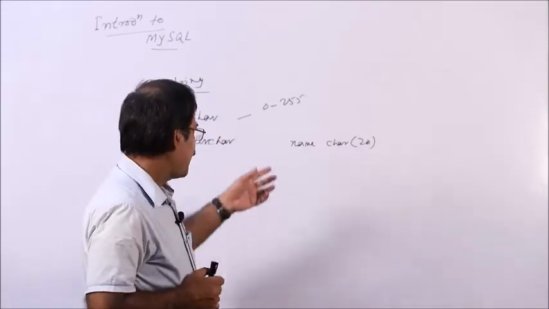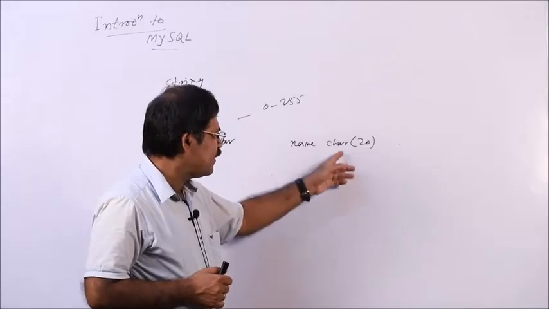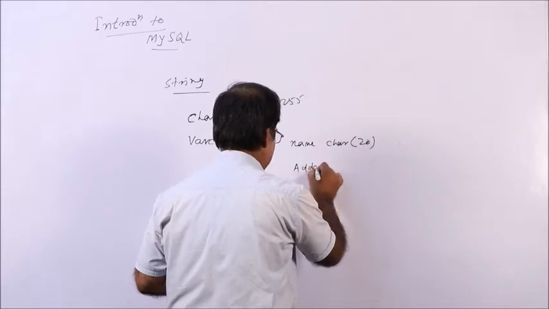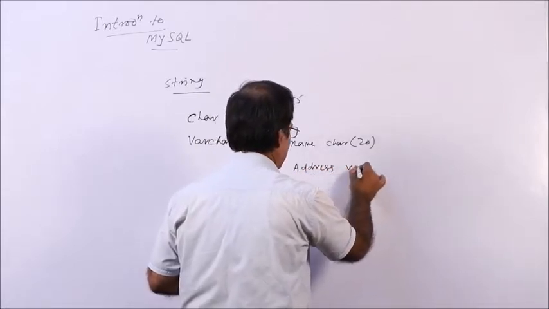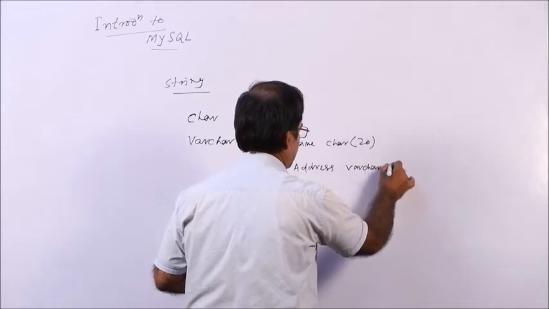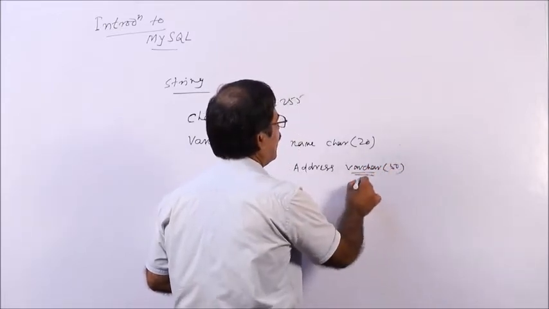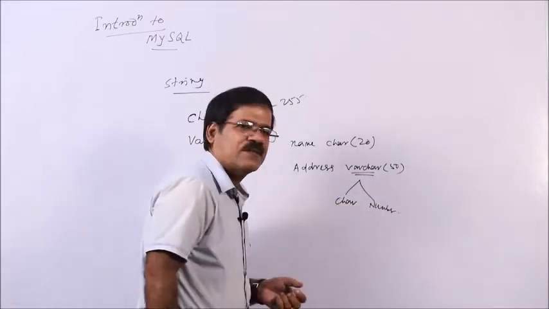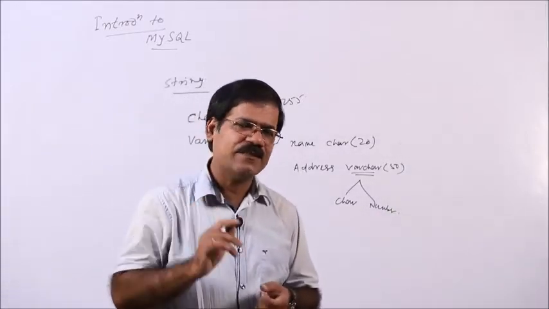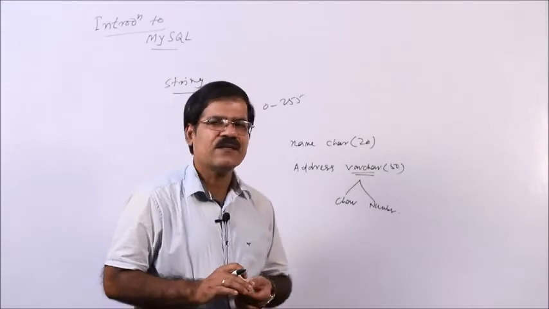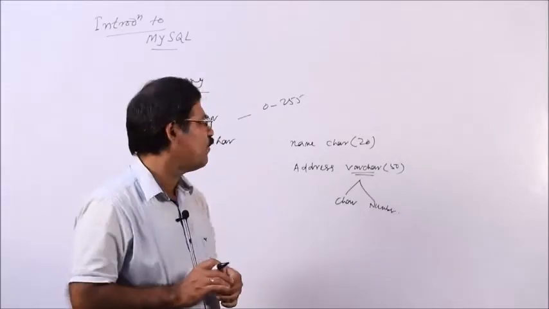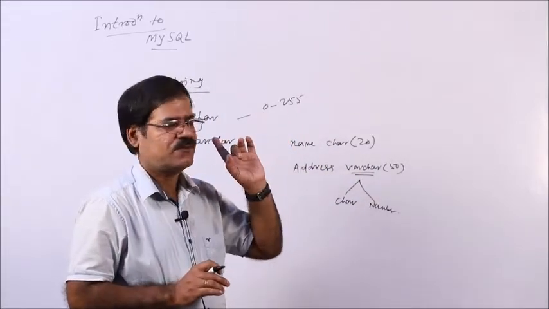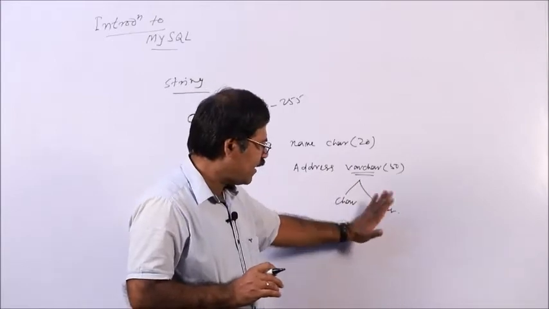Another difference: if you declare a variable as character type, only characters will be assigned. Suppose for another variable, address, I declare varchar2 with size 50. Then it will accept characters as well as numbers. If you declare an integer type, it will accept integers. If you declare a double or decimal type, it will accept numbers with a decimal point. If you declare a character type, like name, only characters are allowed, no numbers. If you declare varchar, both characters and numbers are allowed.